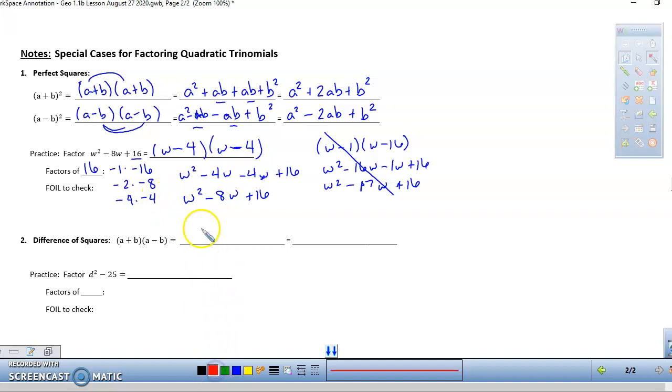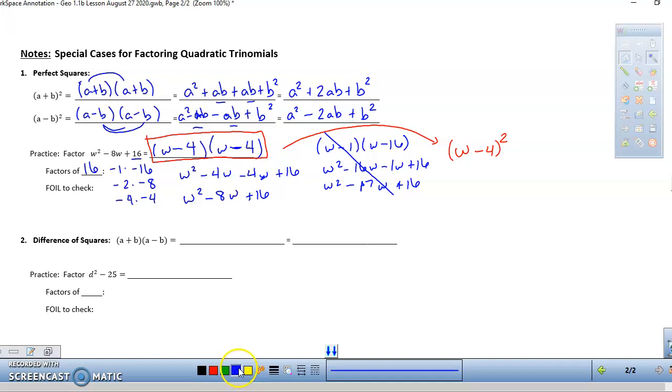So this is the correct factorization. Now, the only thing you can do at that point is you can combine them into this type of statement. So you could actually combine these, and then your final answer would be W minus 4 squared. But either one of these is correct. It doesn't matter which way you say it.